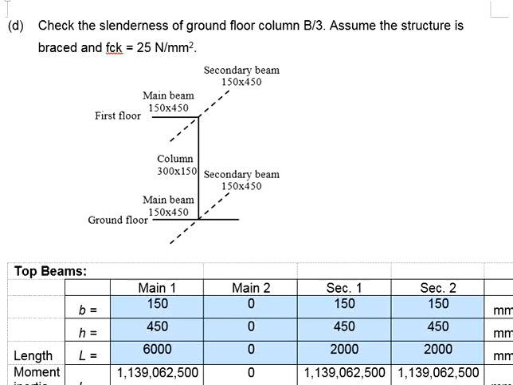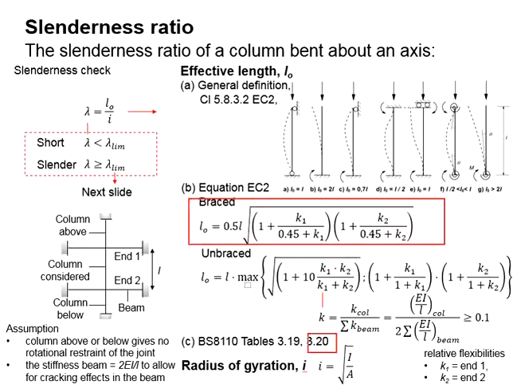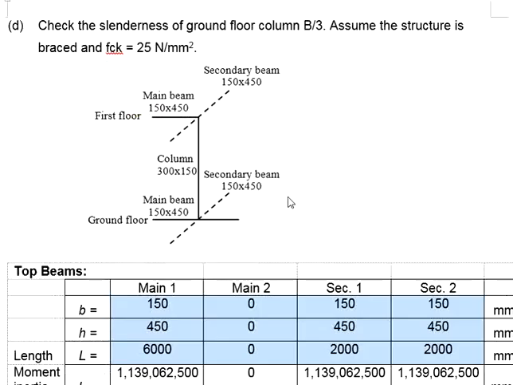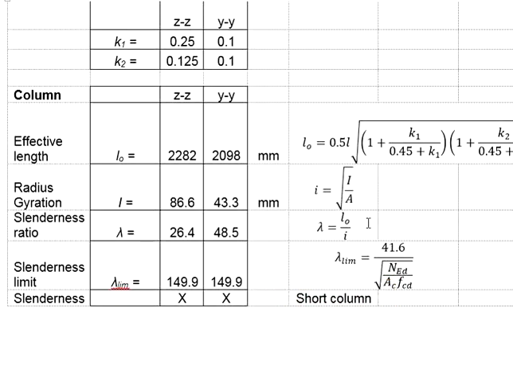Previously, we talked about an example to determine the slenderness of a column. The calculation process involved calculating the slenderness ratio on the basis of the effective length and the radius of gyration. The calculated slenderness ratio is later checked with the slenderness limit in order to determine whether the column is short and slender. The calculated result shows that it is a short column.